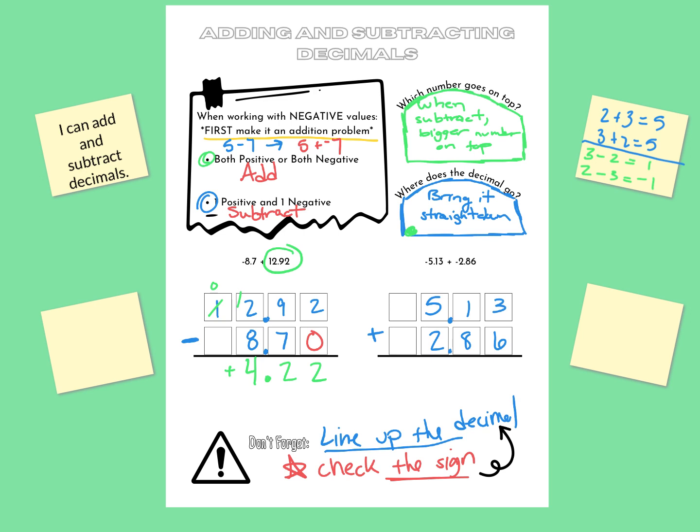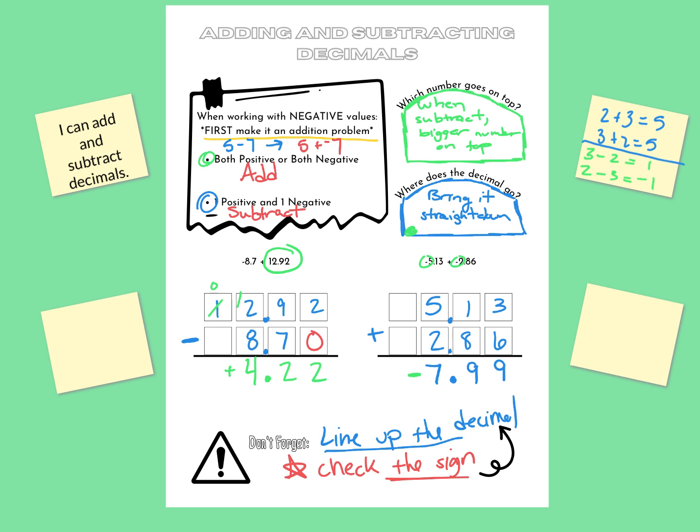So we just add down. 3 plus 6 is 9. 1 plus 8 happens to also be 9. Drop the decimal straight down. 5 plus 2 is 7. And then the last thing we're going to do is check our sign. So they were both negative, and we're going to keep that same sign using our integer rules. So the answer is negative 7.99.